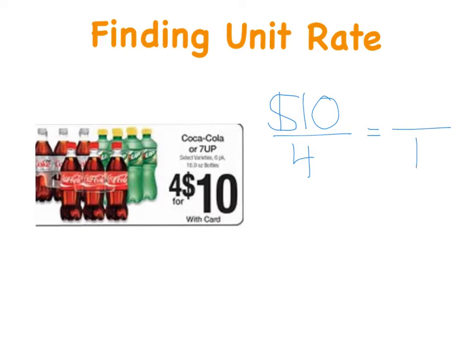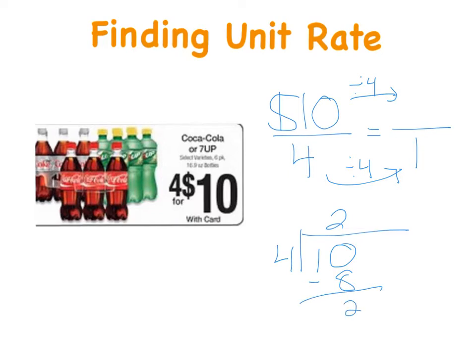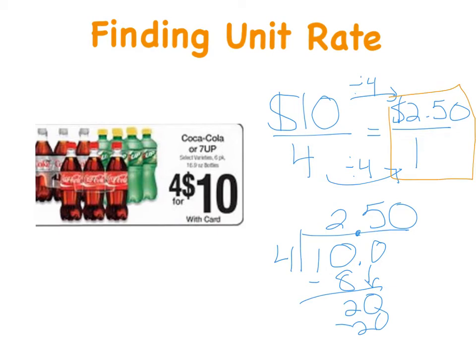So we are going to have to scale down like we did at the beginning of this unit. To get from 4 to 1, we would divide by 4, and we would do the same thing for $10. So we need to divide. 4 will go into 10 2 times, which would give me 8. I have 2 left over. Remember to add your decimal and bring down a zero. 4 will go into 20 5 times. So this would actually be $2.50 for each individual one. Once again, we are finding unit rate, which is over a value of 1. So for one 6-pack, I would pay $2.50.